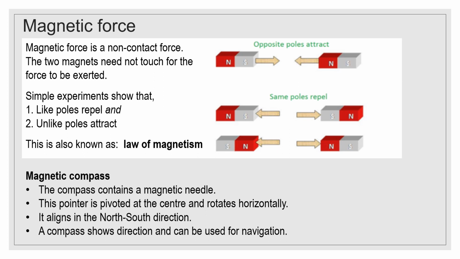Now, what is a magnetic compass? As you can see from the top view, the compass contains a magnetic needle. The pointer is pivoted at the center and rotates horizontally. It aligns itself in the north-south direction, and therefore it can give the direction. This is why it is used for navigation.